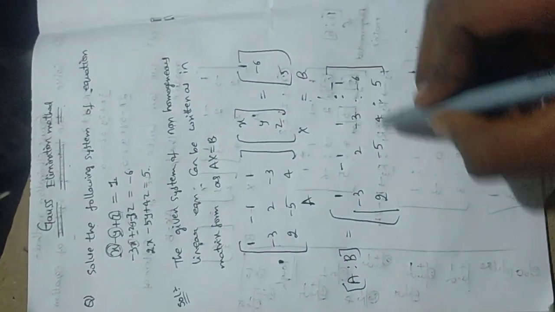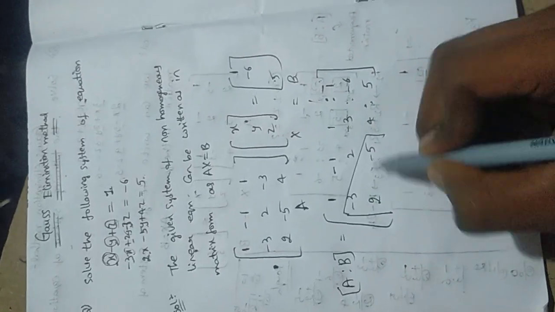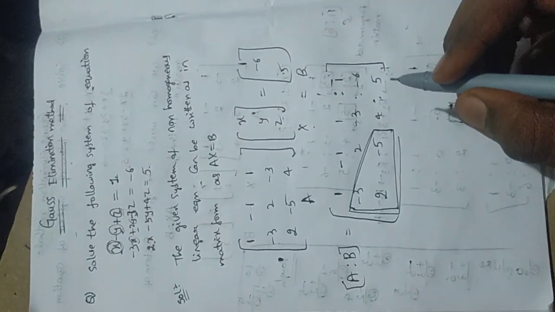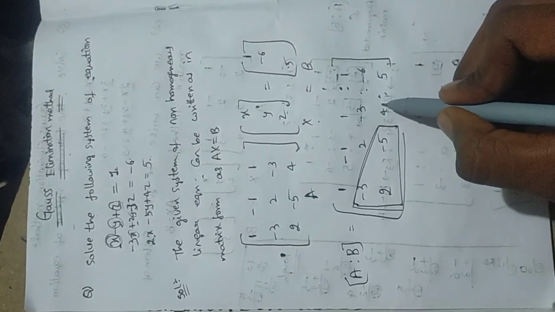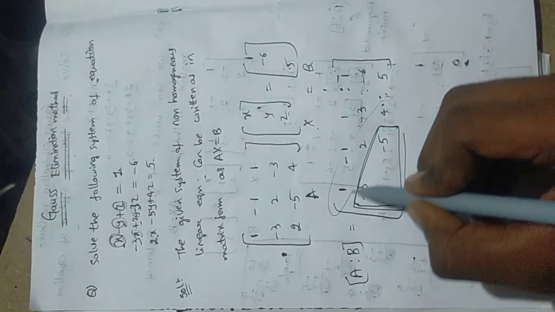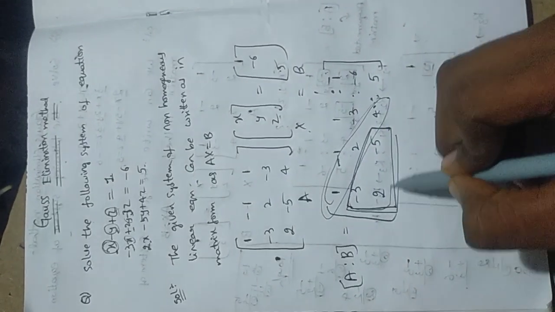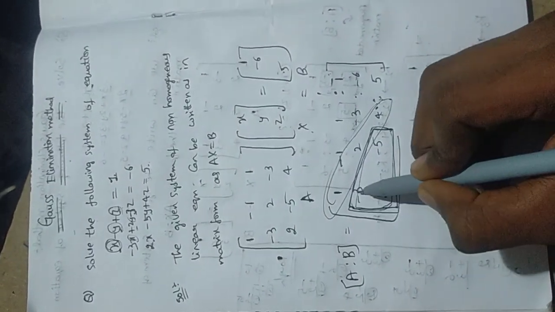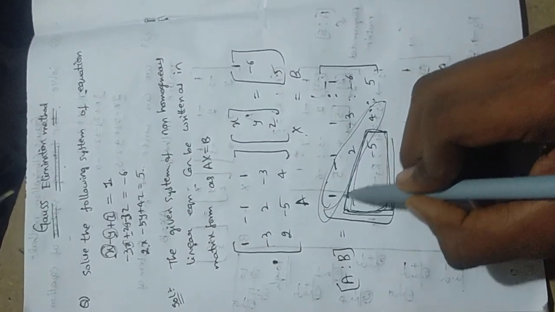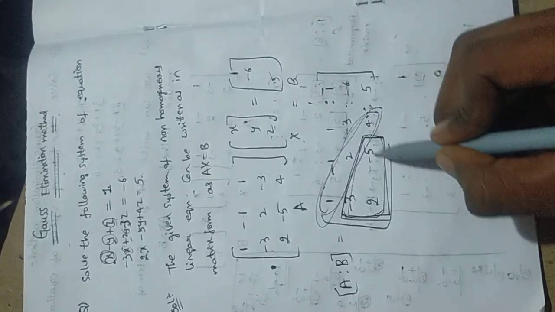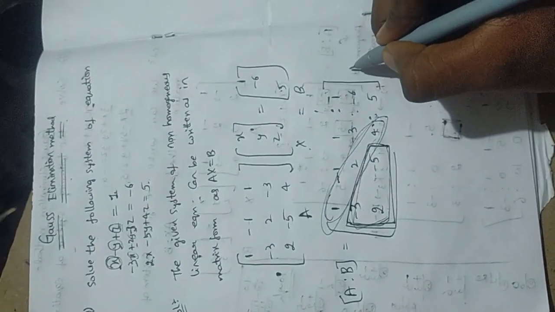For this upper triangular matrix, these three have to become 0. An upper triangular matrix is nothing but one where, below the principal diagonal elements, the remaining elements should be 0. So this is the principal diagonal. Below this, the 3, -3, 2, -5 should become 0. So first we have to convert this into an upper triangular matrix.